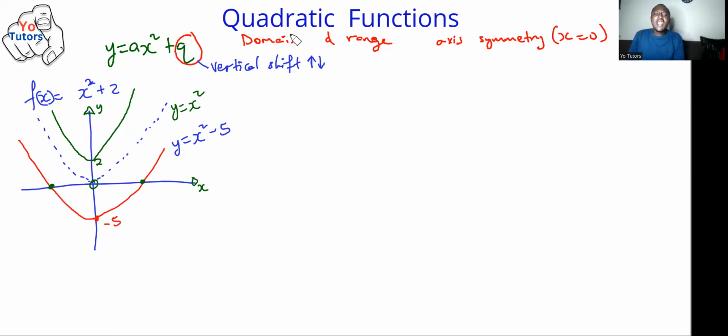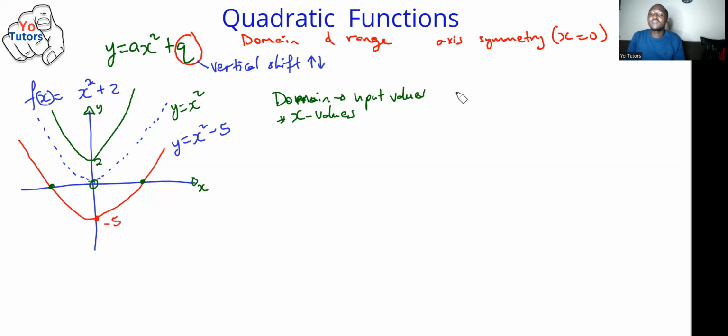Now, let's come back again to what we call the domain and range here. Let's understand domain and range. Remember what we said in lesson 1 when you're doing linear functions. We know that domain, these are input values. But input values of what? X values. So domain has to do with x values.